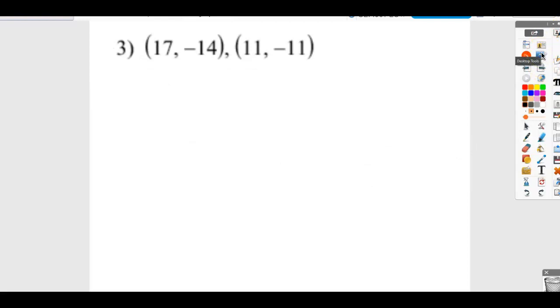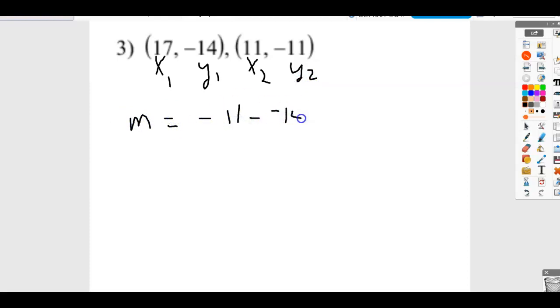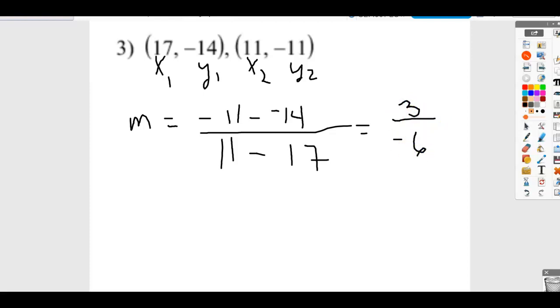Again, x1, y1, x2, y2. So I have my slope equals negative 11 minus negative 14 divided by 11 minus 17. This would give me 3 over negative 6. I can divide both of these by 3, so I'm going to get 1 over negative 2. That would be my slope. You must always reduce it to the smallest form.